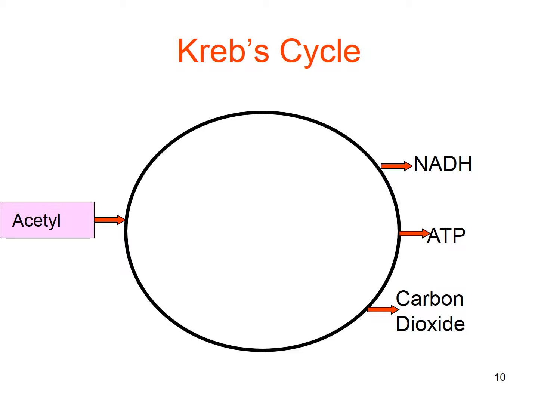So those hydrogens came from acetyl, which ultimately came from glucose. And then we're going to generate some ATP, not a whole bunch, but a little bit. And finally, the carbons are going to turn into carbon dioxide. So in the Krebs cycle, we start with acetyls, and our products are the three on the right: NADH, ATP, and carbon dioxide.